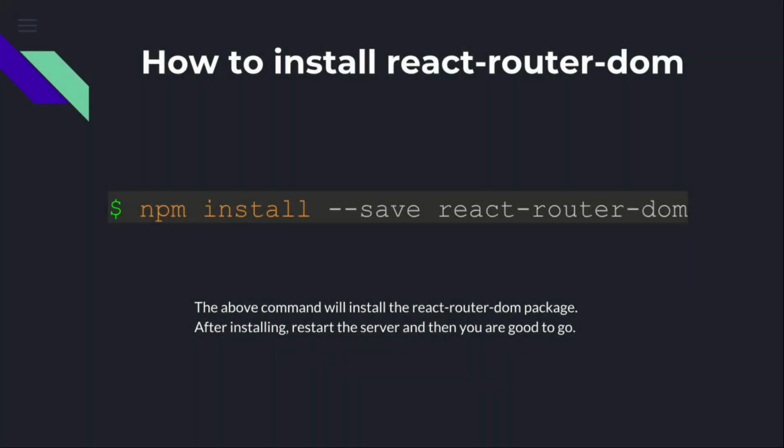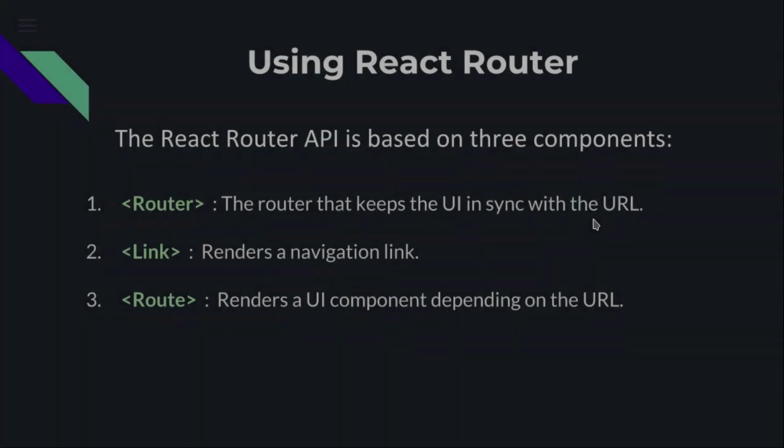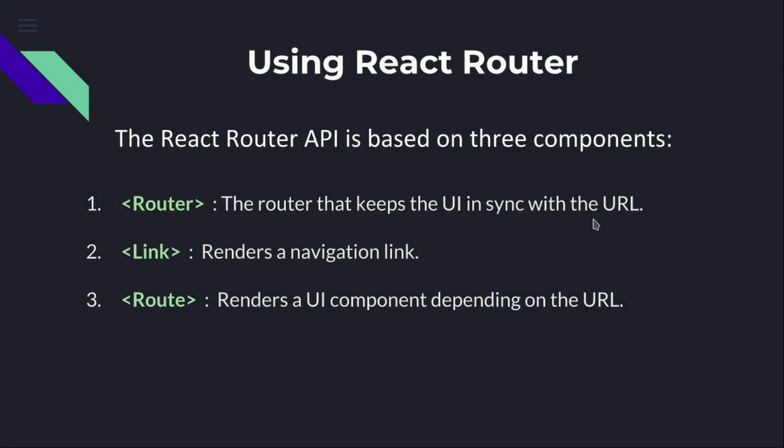So now we will use npm to install the React router DOM library. To install this, you will just write this command in the terminal, and before writing this command, make sure you are in the correct user directory. So you'll say npm install --save react-router-dom. That would install the React router library.